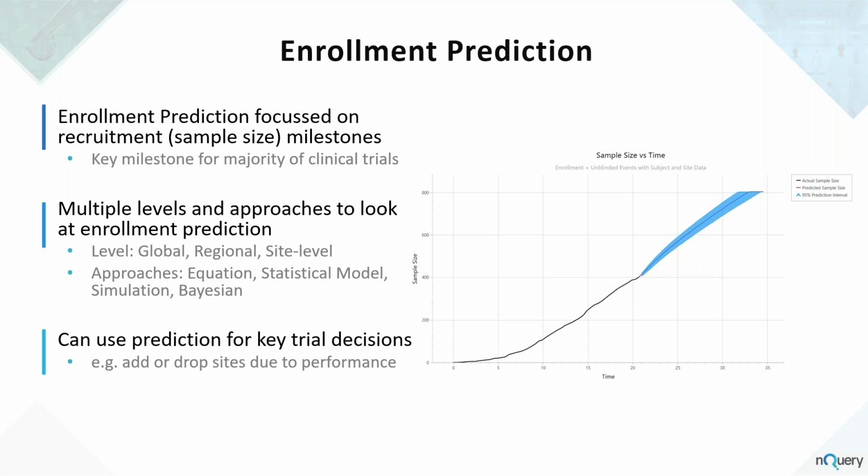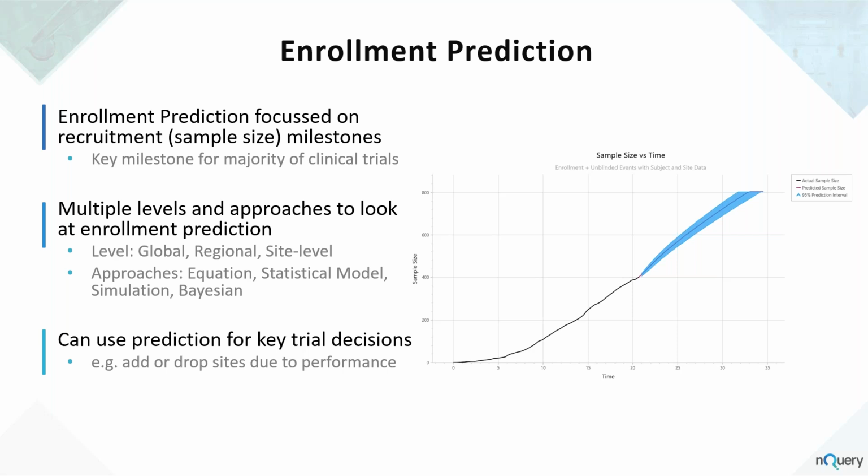These key decisions that people are making are trying to make the best decision possible to ensure that they reach their goal, which is getting enough people into the trial so that they can actually do the analysis that the trial is designed to do. So I'd say adding and dropping sites makes sense.